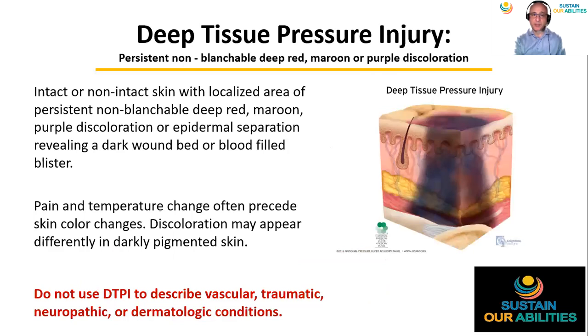The deep tissue pressure injury, a persistent, non-blanchable deep red, maroon, or purple discoloration, intact or non-intact skin with localized area of persistent non-blanchable deep red, maroon, purple discoloration, or epidermal separation revealing a dark wound bed or blood-filled blister. Pain and temperature change often precede skin color changes. Discoloration may appear differently in darkly pigmented skin. We must not use DTPI to describe vascular, traumatic, neuropathic, or dermatologic conditions.